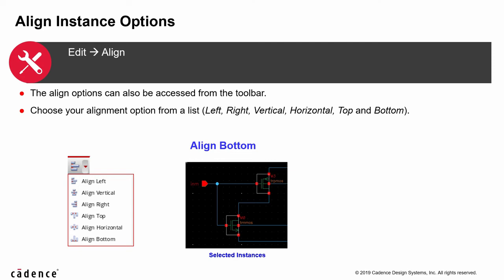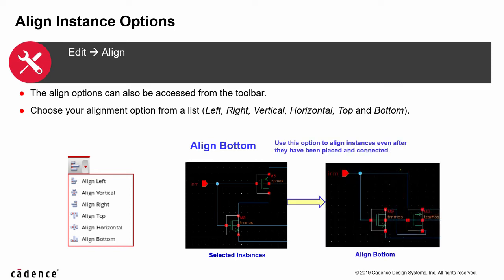Here is an example of using the Align bottom option. On the schematic, you can see that the transistor M0 is misaligned with M3. They have been placed and connected. Now, if I choose the Align bottom option, M0 and M3 get aligned to the bottom portion of the schematic while staying true to the connectivity.